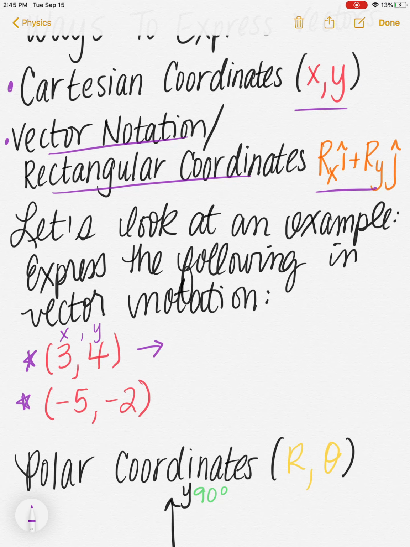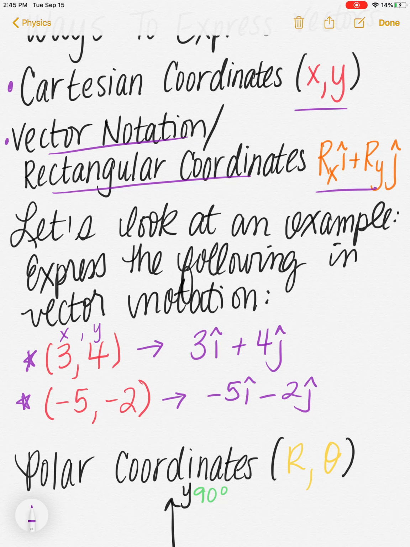If I had the coordinates 3, 4, I would put 3 i hat, because 3 is my x value. The i hat just tells you that that's the x value, plus 4 j hat, and they're hats instead of dots. I'm not sure why, but that's just how it goes. All right, what about the Cartesian coordinates -5, -2? You would have -5 i hat minus 2 j hat.